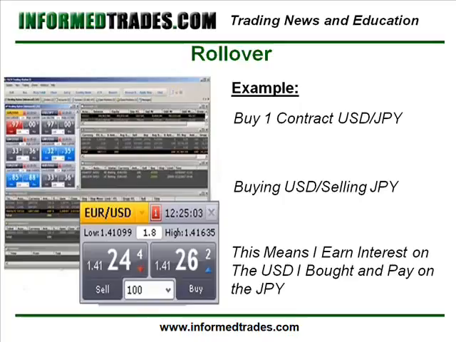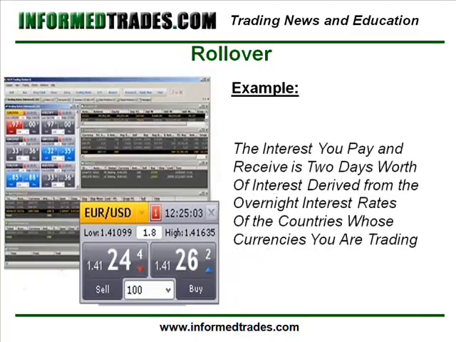I'm oversimplifying things here a bit, but basically the interest rate that you pay and receive on the currencies involved in the trade is 2 days worth of interest derived from the overnight interest rates of the countries whose currencies you are trading. If you remember from Module 8 of our Basics of Trading course in the free course section of Trades.com, overnight interest rates in the United States for US dollars are set by the Federal Reserve. Just as the United States has the Federal Reserve, other countries around the world also have central banks which set the overnight rates for their currencies.